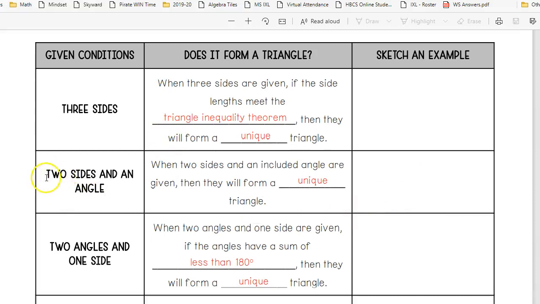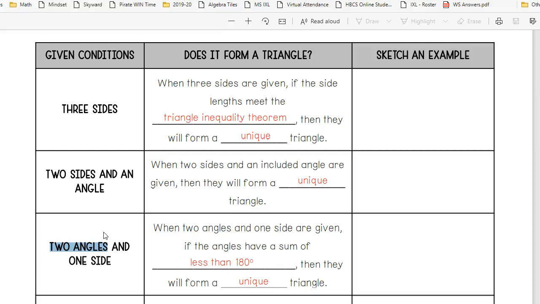Now on the other hand, instead of having 2 sides, you could have 2 angles. And if you are given 2 angles and then one of the sides, you've got to double check to make sure the angles have a sum of less than 180 degrees, then they will absolutely form a unique triangle. So you need to double check that if you are given 2 angles, they have to be less than 180 degrees. And the reason for that is because a triangle has 3 angles.